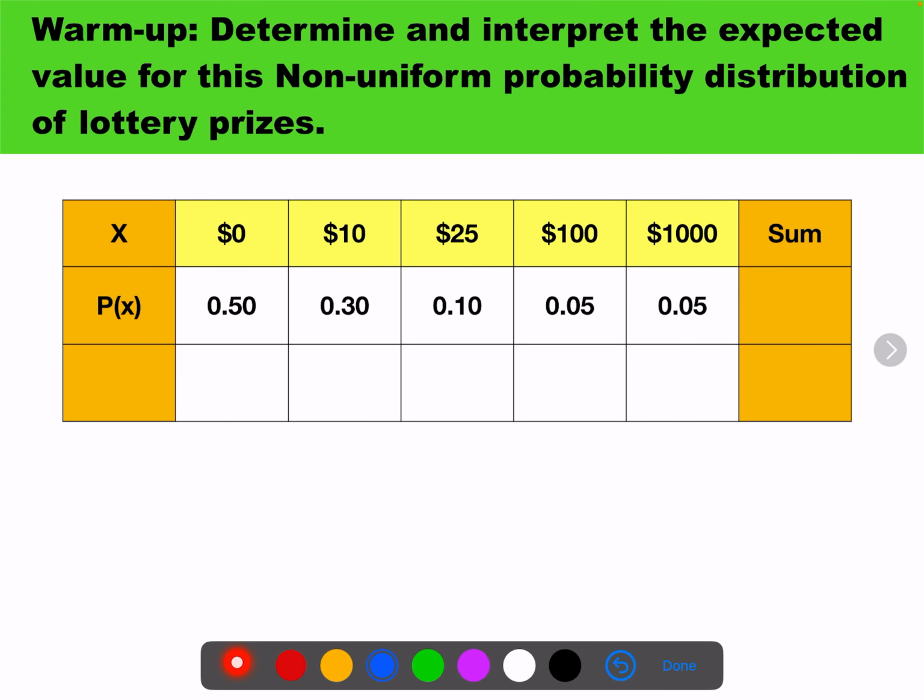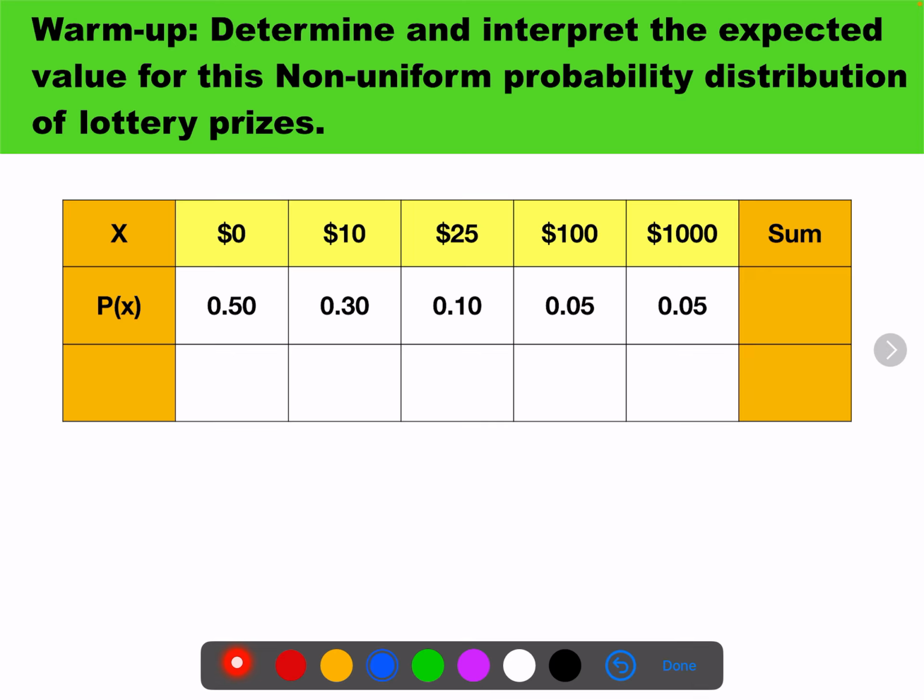Okay, hello. Today we are getting back into probability distributions. And before we start applying the new concepts that we're learning in this unit of combinatorics, I want you to just get your brains into that setup again. So I want you to determine and interpret the expected value for this non-uniform probability distribution of lottery prizes.